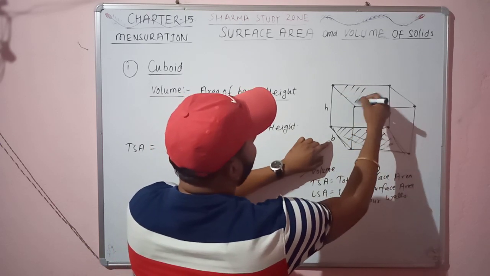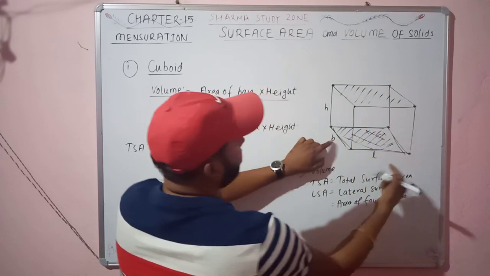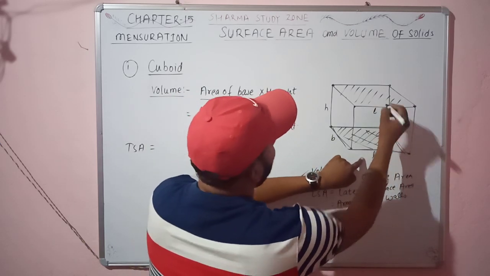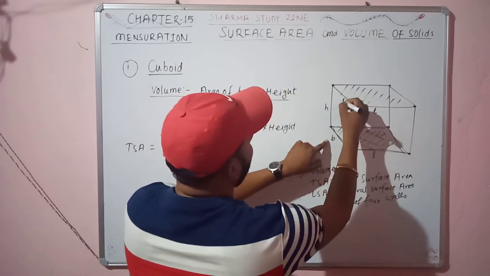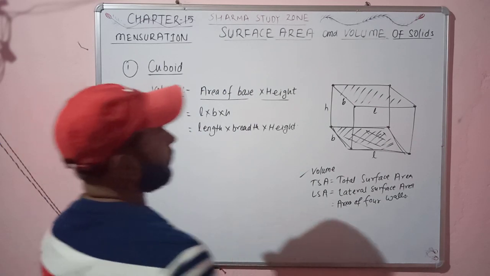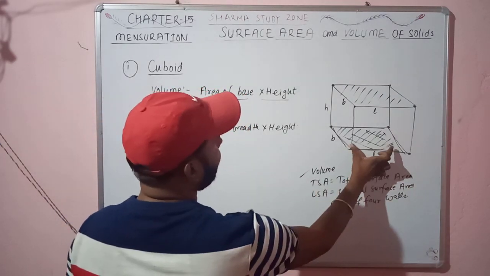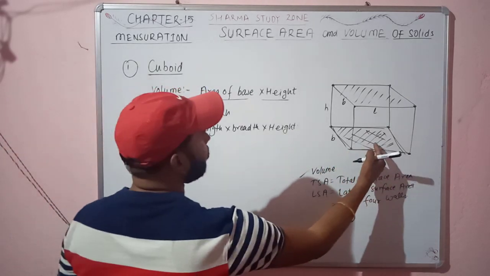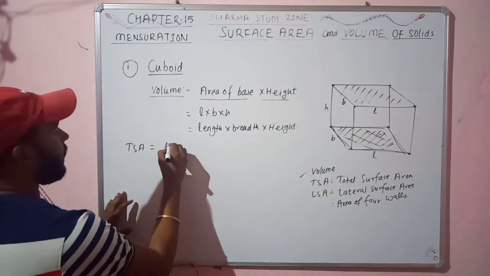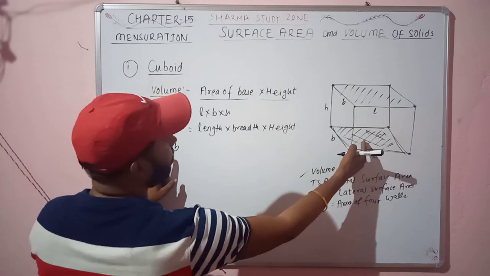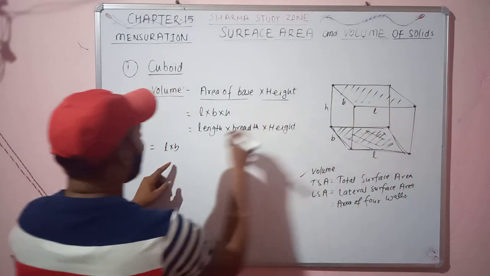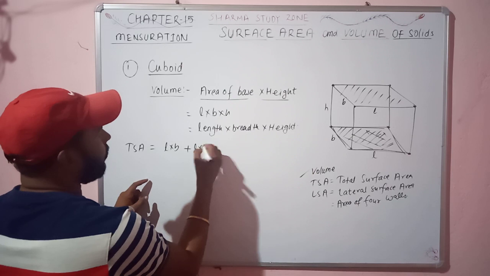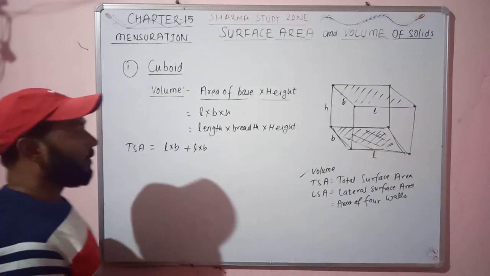This is also a rectangle having the same dimensions. This one is length, this is also length, breadth, breadth. So we have two similar rectangles in the bottom and the top of the cuboid. So the area for these will be L into B for the bottom of the cuboid, and again L into B for the top of the cuboid.